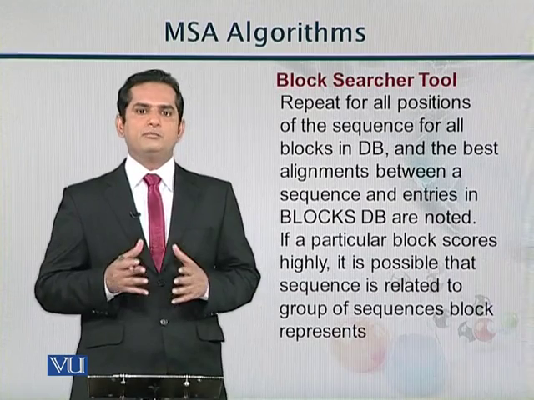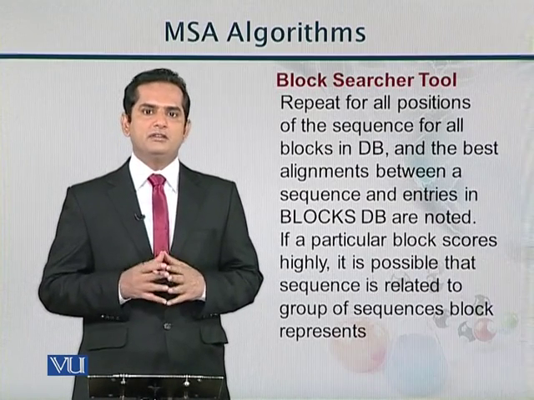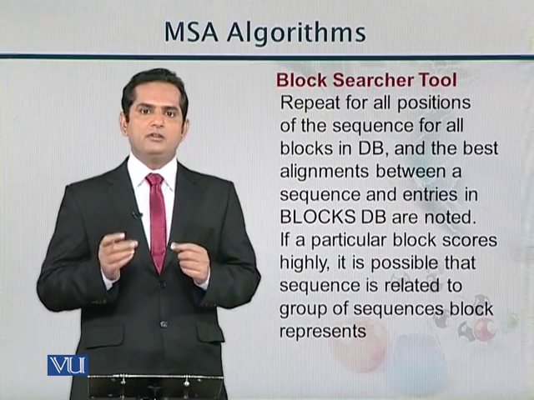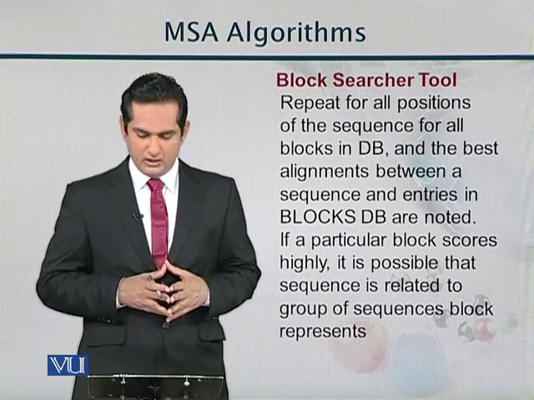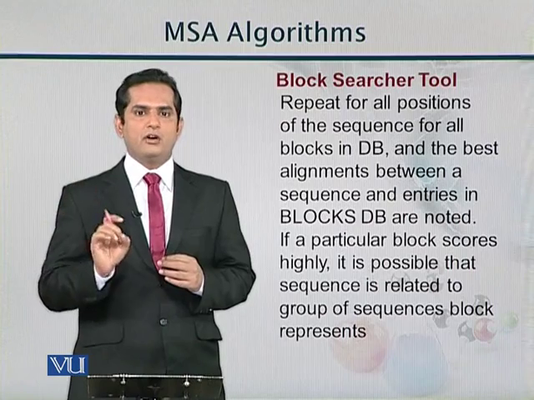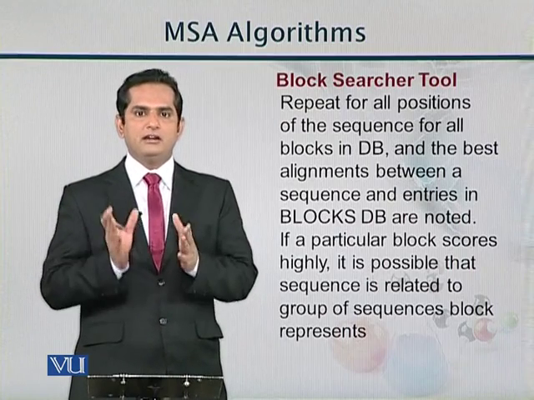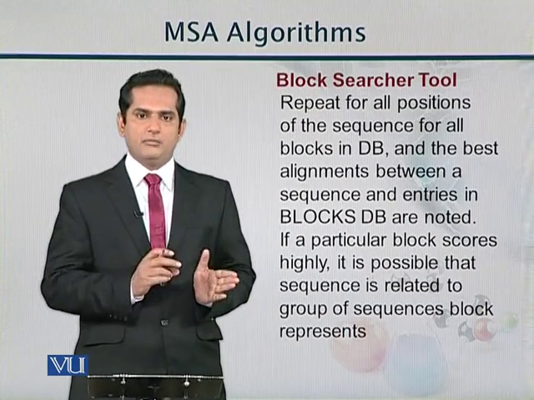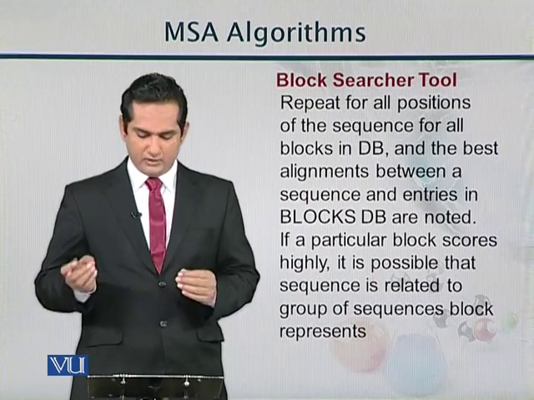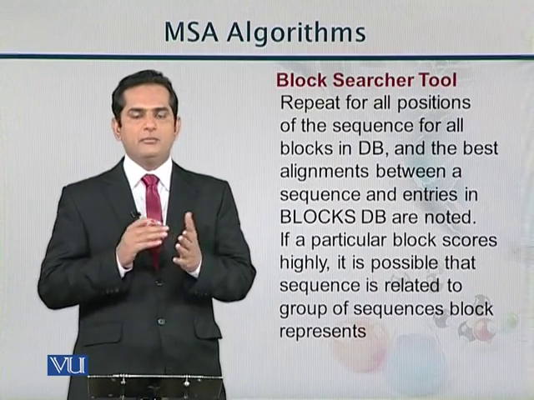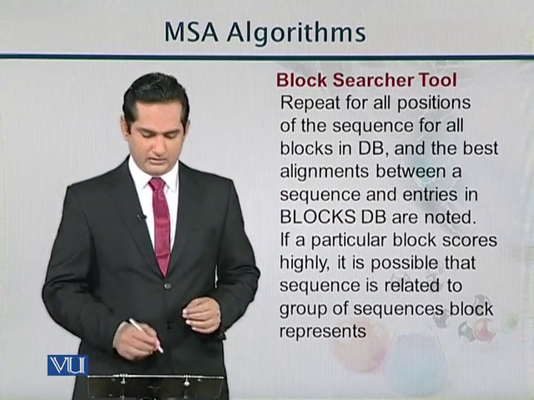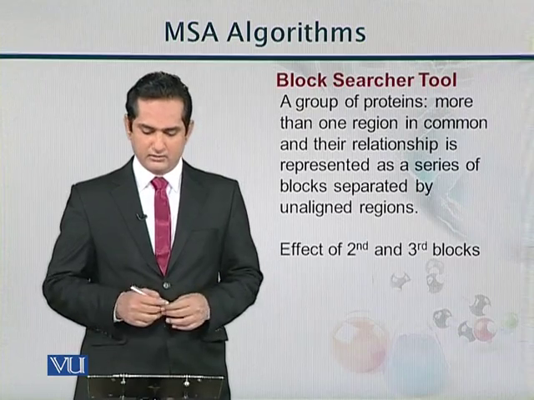So there are different tools for this block searcher alignment. Number one tool is the block searcher tool. As the name implies, it will try to find out different blocks between the multiple sequences. So how does it work? Again, it has a blocks DB where we have stored records of our protein or DNA sequences, and then we give a query as a block segment, and we try to find out alignment between these two. It will try to find out all the related sequences from the blocks DB against our given query.